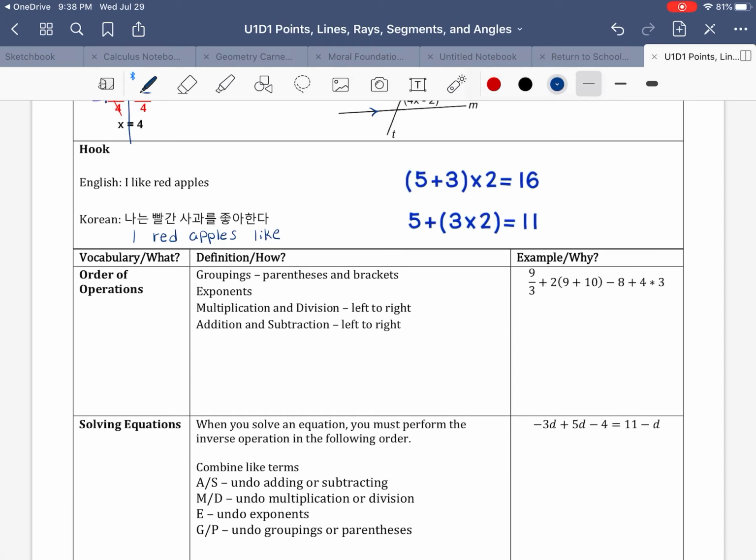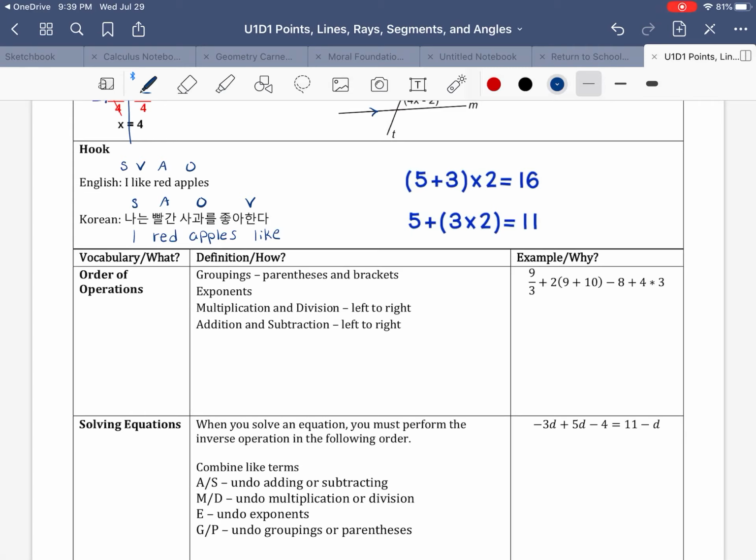Using our specific grammar words, you would say that in English you go subject, verb, adjective, object, right? I am talking about myself. Liking is the verb. The color, red, describes our object, which is the apple. In Korean, our sentence structure is a little bit different. I is still the subject, but then we go adjective, object, verb.